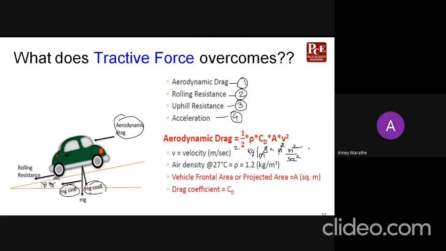So what am I left with? I am left with kg meter per second square. So what is kg meter per second square? It is nothing but 1 Newton. And that is why this aerodynamic drag, I sometimes call it a force, because it is given in terms of Newton. Okay, so this is vehicle frontal area or projected area, and CD is the drag coefficient.